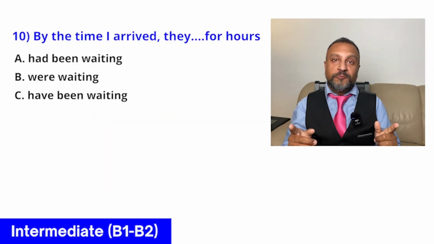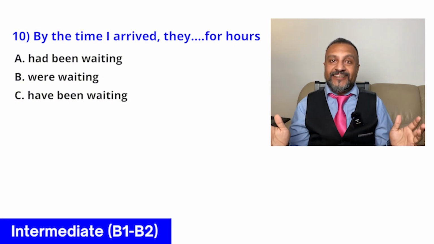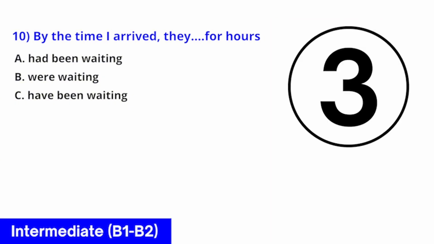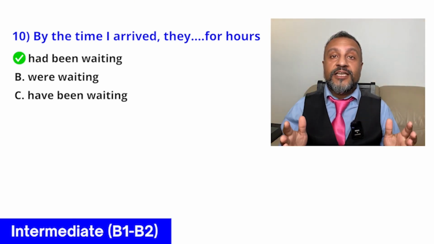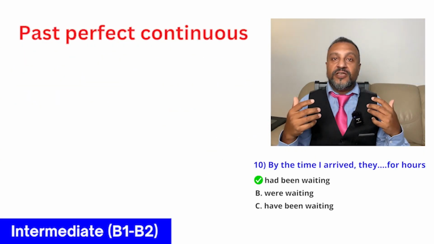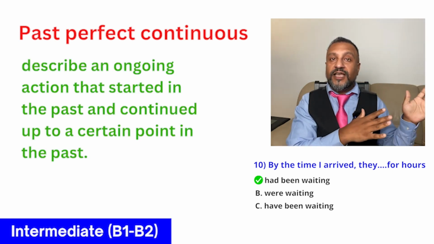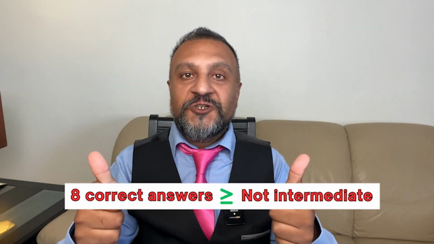Choose the correct option. By the time I arrived, they, for hours: had been waiting, were waiting, have been waiting. The correct answer is, by the time I arrived, they had been waiting for hours, but why? The past perfect continuous describes an action that started in the past and continued until a point still in the past. Brilliant job, well done.